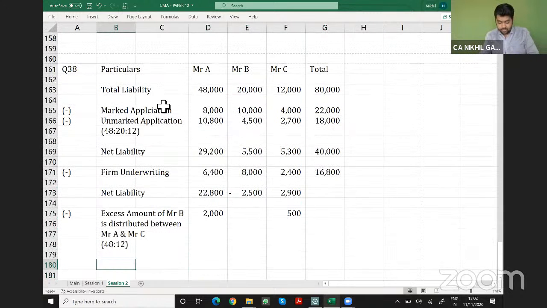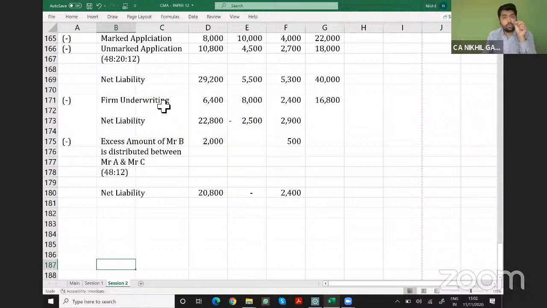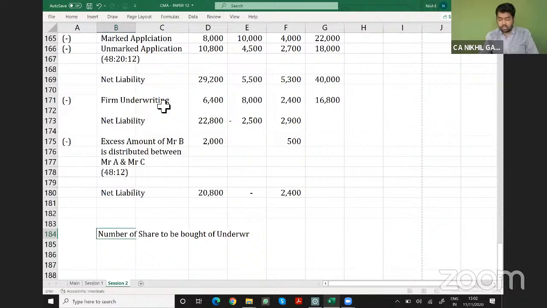So the net liability in case of Mr. A is 20,800. In case of Mr. B, it is 0. In case of Mr. C, it is 2,400. So the number of shares to be bought by underwriters will be calculated in case of Mr. A, Mr. B, and Mr. C.